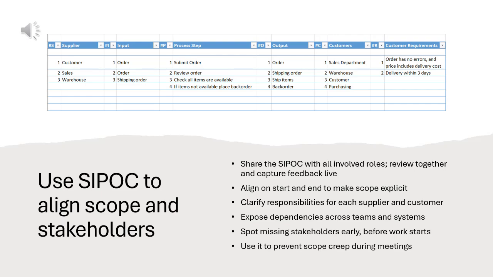Clarify responsibilities for each supplier and customer. Expose dependencies across teams and systems. Spot missing stakeholders early before work begins. Use it to prevent scope creep during meetings.